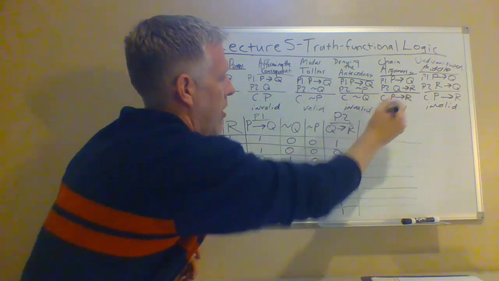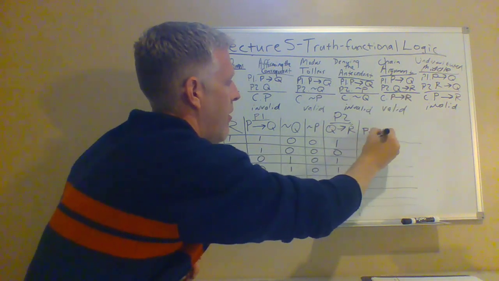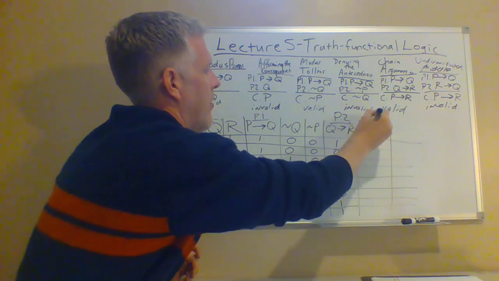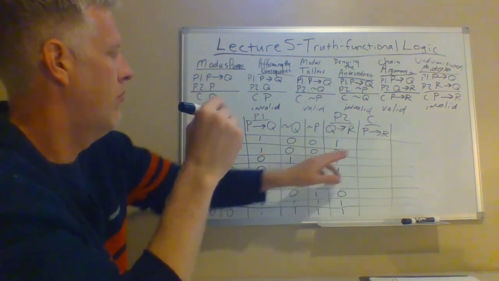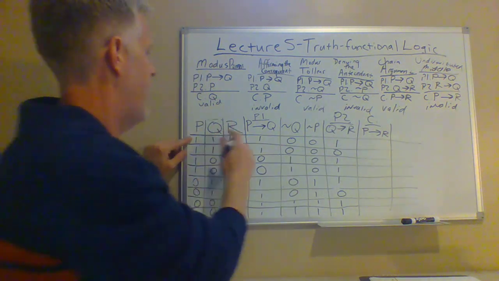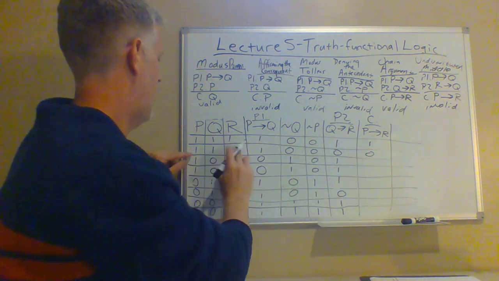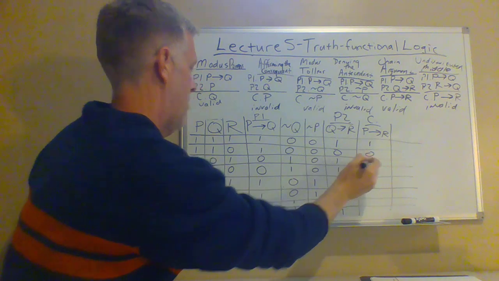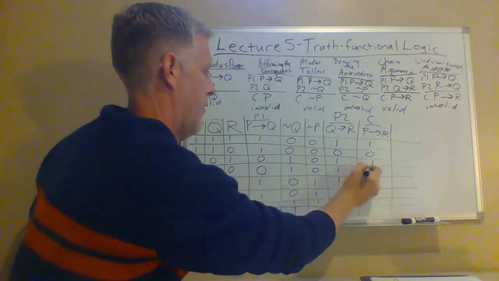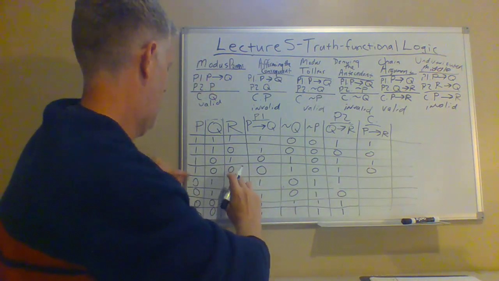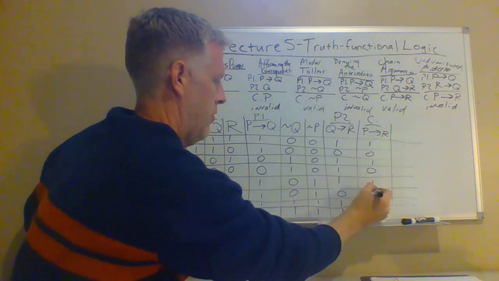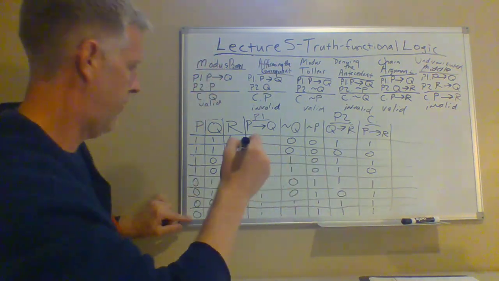Okay, and then we need for our conclusion, if P then R. So if P then R, going over here, true. Here we have a false because the antecedent is true and the conclusion is false. True, another false. And then all 4 of these will be true because the antecedent is false.